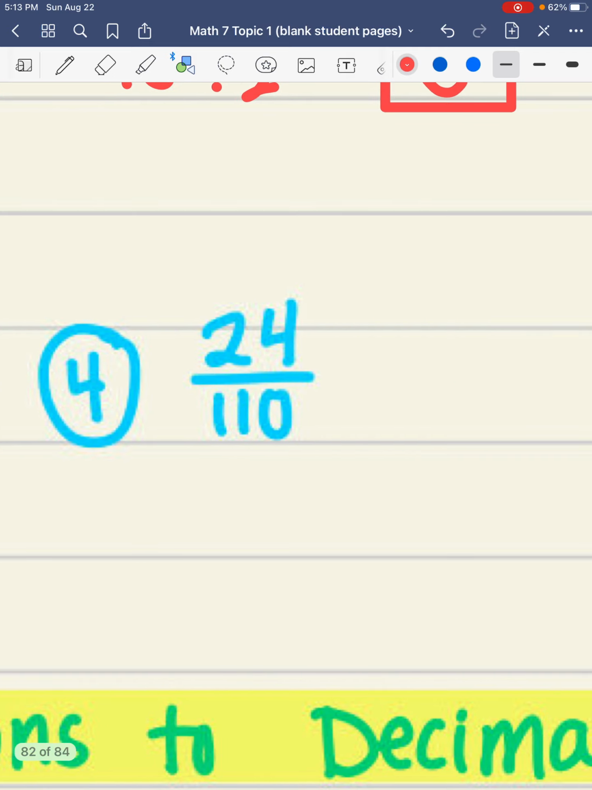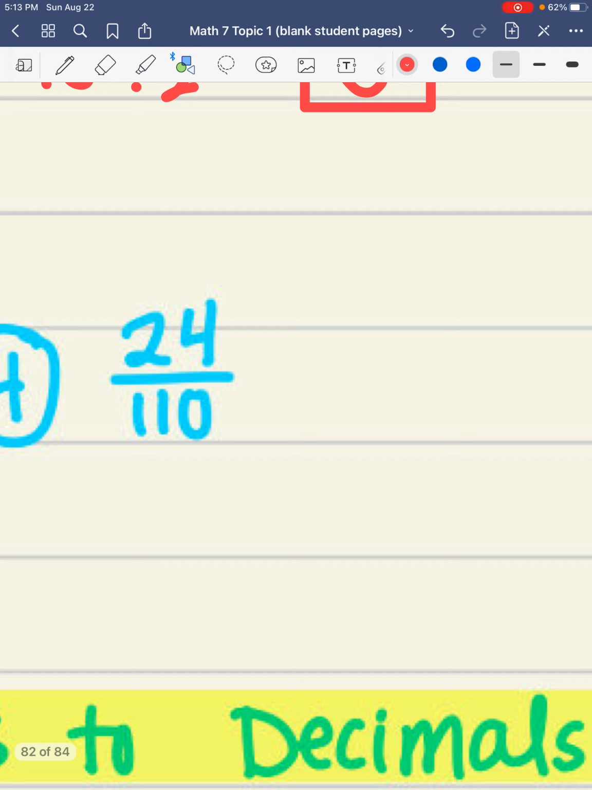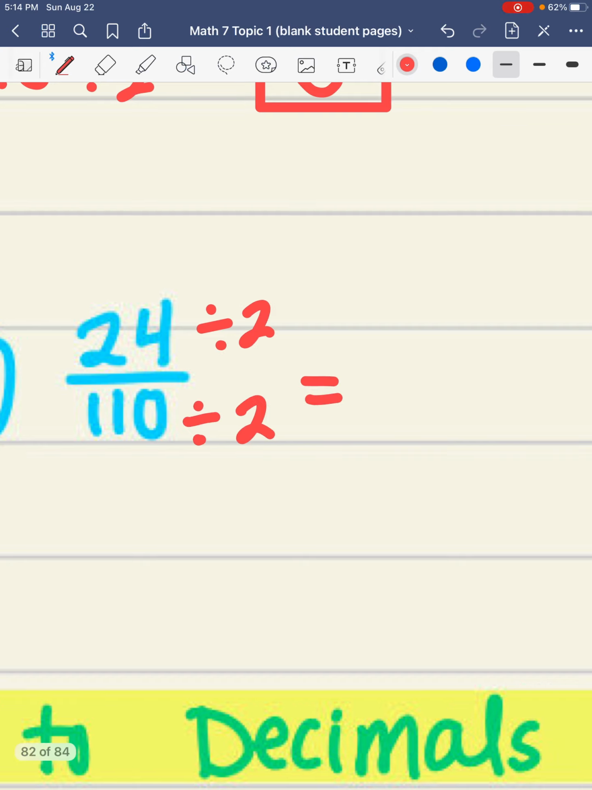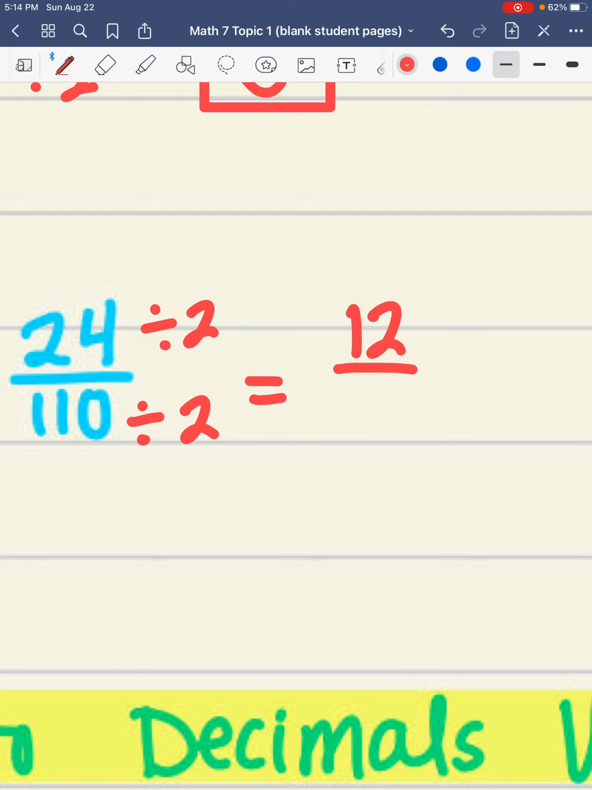Moving on to number 4. So we have 24 over 110. So I recognize right off the bat, even numbers. So because of that, I'm going to divide by 2 on the top and bottom. So 24 divided by 2 gives me 12, and 110 divided by 2. Well, I know that 100 divided by 2 is 50. So 10 divided by 2 is just 5. So 110 divided by 2 has to be 55.